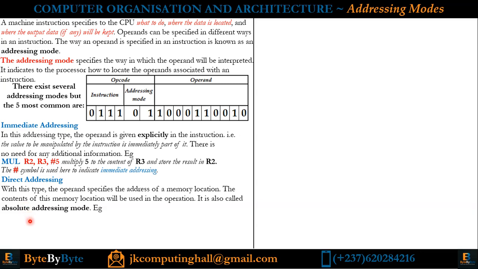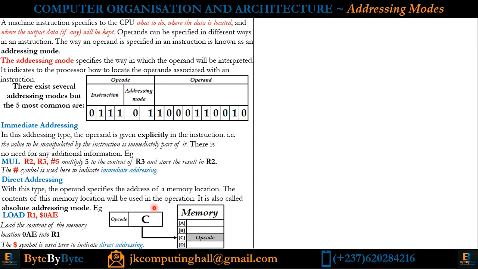But when it comes to direct addressing, what we have instead is the address of the location of the value we are to use. For example, load R1, $0AE. It simply means that I'm going to load into R1 the content of this memory location. So we load the content of the memory location 0AE into R1. The dollar sign is used here to indicate direct addressing, but it's not in all cases that they will use this symbol. But in case they use it, you should know that it means direct addressing.